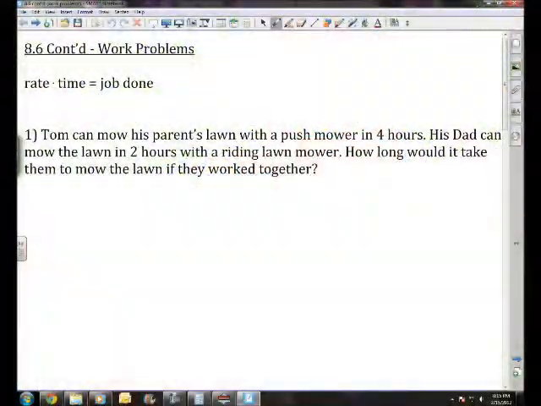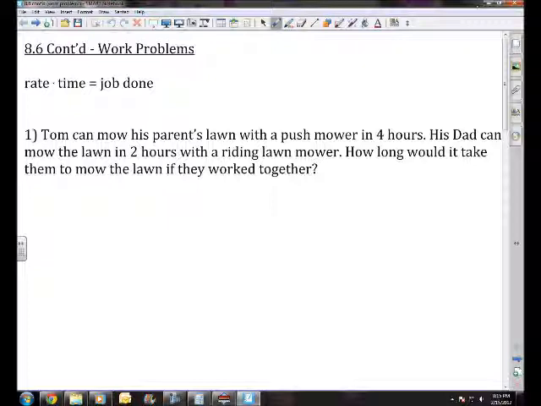Section 8.6, we're talking about work problems. We're trying to figure out how fast a job can get done, how fast the work can get done to complete a job. Let's talk about rate. We talked about rate before when we said that rate times time equals distance. What if we think of that distance as just a job that needs to get done? Rate times time equals the job done. We can think about it that way too. We're going to use the same type of principles and solve problems of this sort.